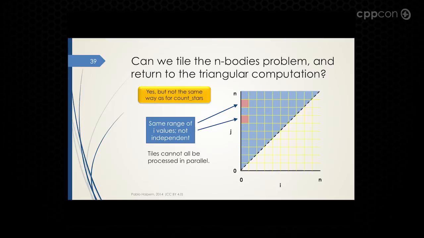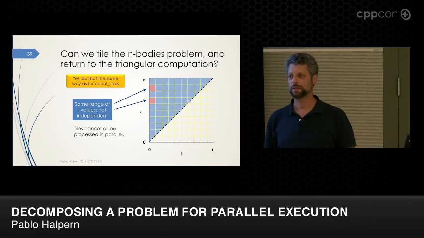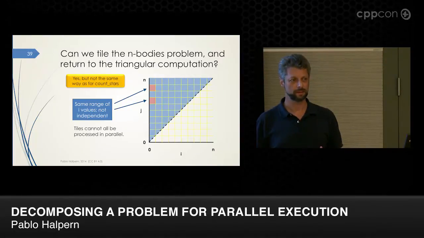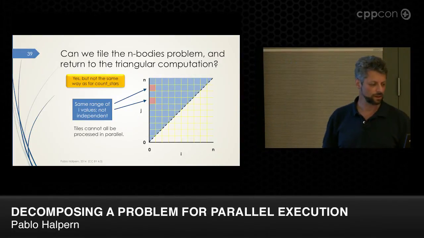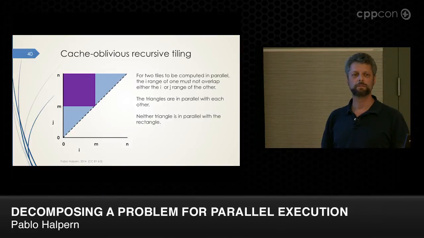We can divide this into tiles, but the problem is that the tiles aren't independent, at least not in this simple grid. These two have the same range of I values, and we know that when the I values overlap, you get races. So we need a different way. How about we tile it in this kind of recursive way? What we have here is our triangular traversal, and we've divided it into 3 big tiles.